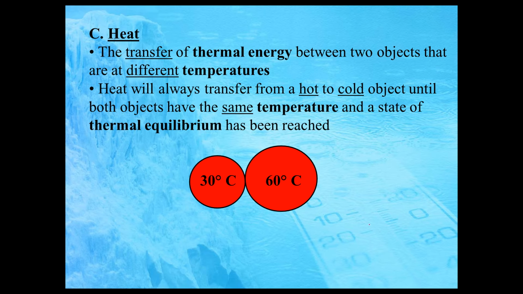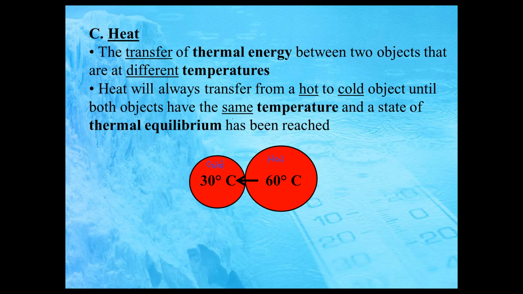And it will continue to transfer thermal energy until we reach a state of thermal equilibrium. Thermal equilibrium means that both my objects or substances would then be at the exact same temperature. So in this case, the right sphere is at the hotter temperature and the left sphere is at the cooler one. Heat always goes from a hot object to a cold object.